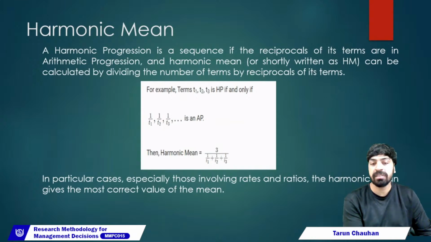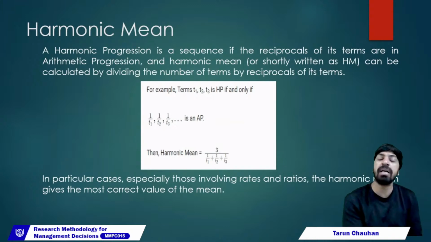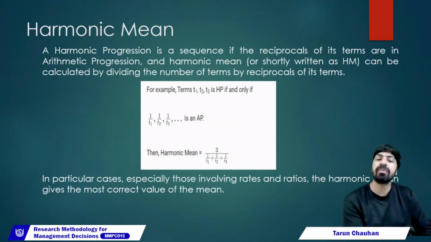So in the denominator is 1 by T1 plus 1 by T2 plus 1 by T3, and that's called the harmonic mean. So the harmonic mean is calculated by dividing the number of terms, that is 3, by the sum of the reciprocals of the terms T1, T2, T3. So first you need to convert into an arithmetic progression, just the reciprocal of it, and that's called the harmonic mean.